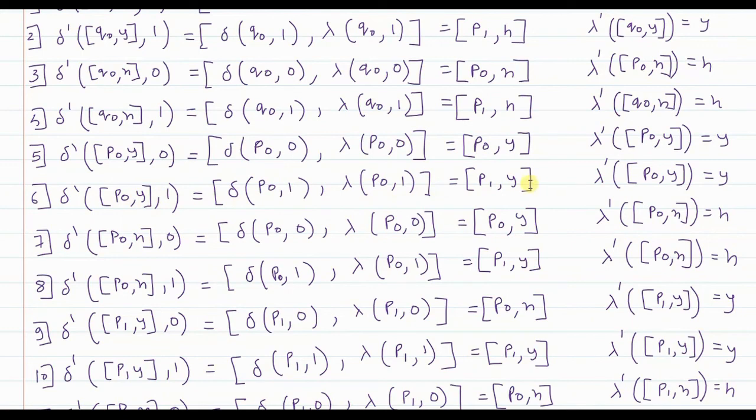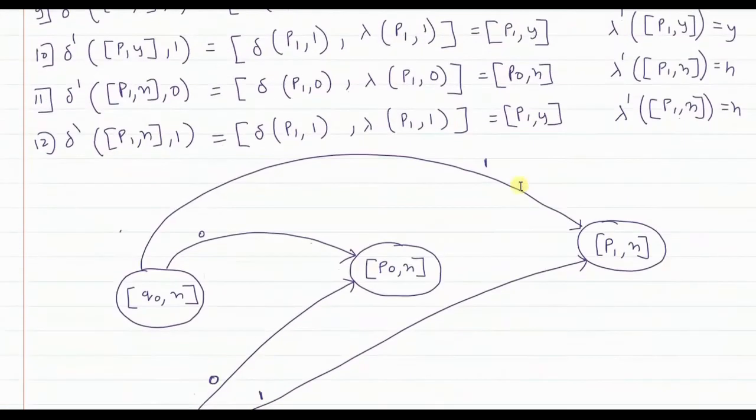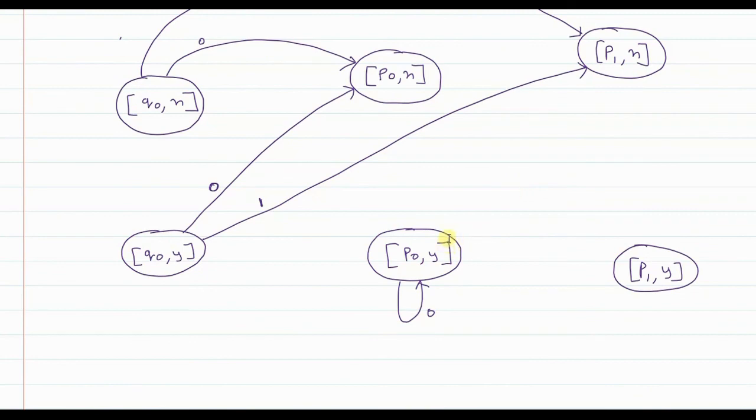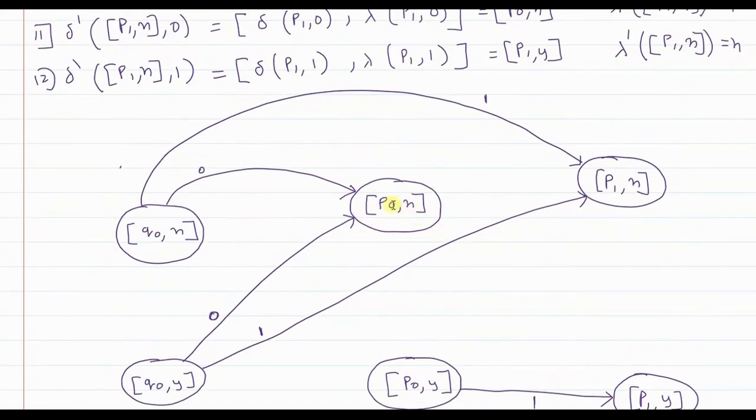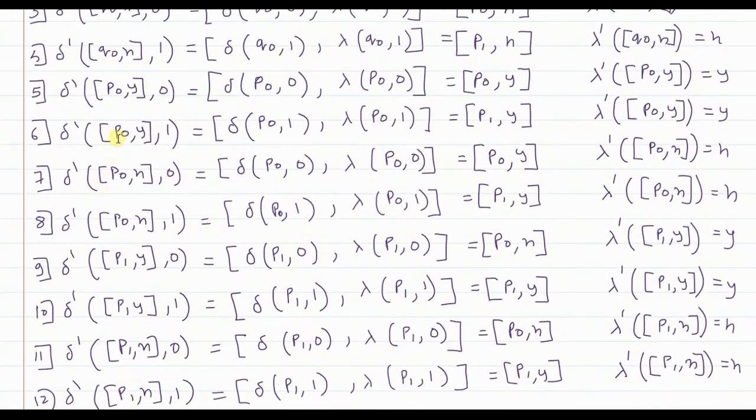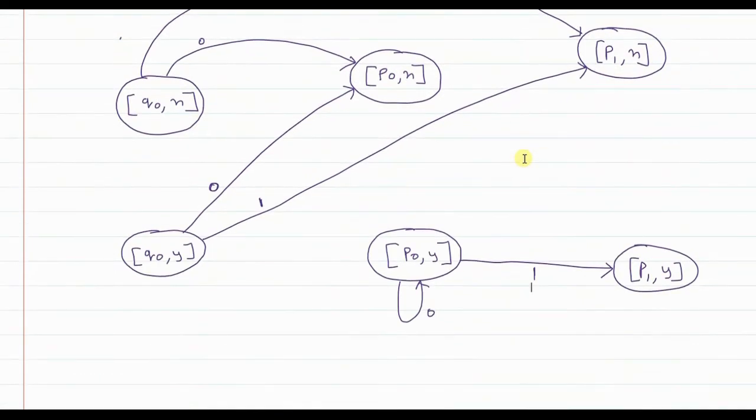But P naught Y on reading 1 goes to P1 Y. So I am going to draw a transition here, right? Then P naught Y is over.